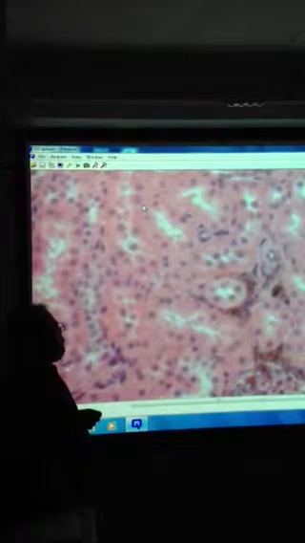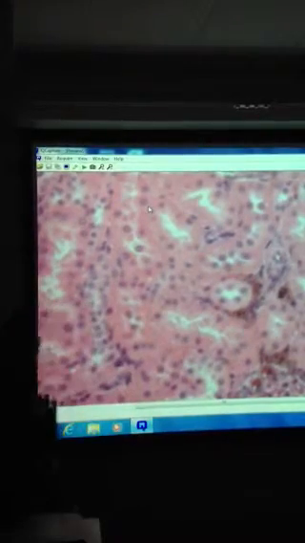Okay. That one right at the bottom in the very middle, is that proximal? Yeah, I'd say that's probably proximal. You said the proximal has villi? Yeah. No, not villi, microvilli. Microvilli. Big difference. Hard to tell.